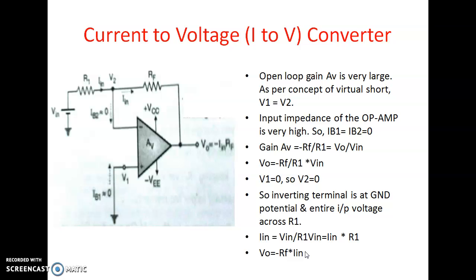If we go for the applications of the I to V converter, it is used for sensing and measuring current through photocells or photodiodes. It can be used in a light intensity meter, and also in digital to analog converters. Now we have seen that the current to voltage converter is the circuit which produces an output voltage proportional to its input current, and we call it an I to V converter.